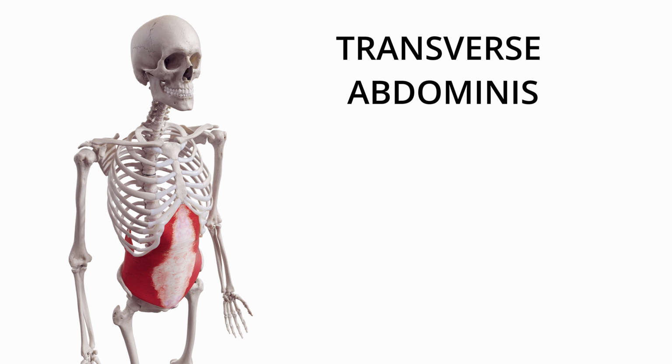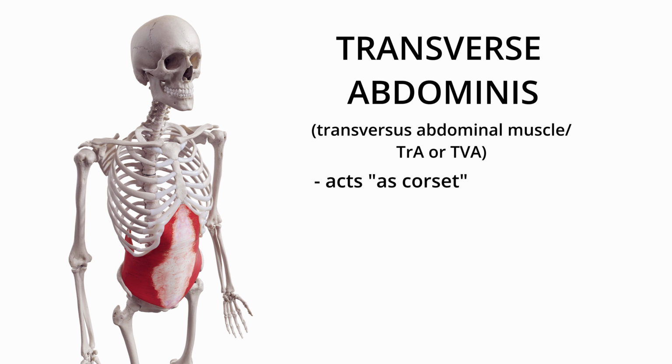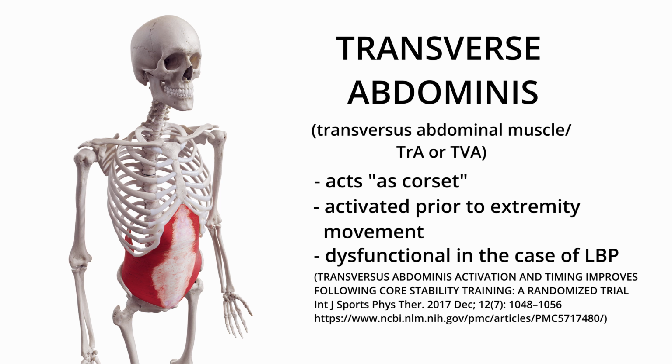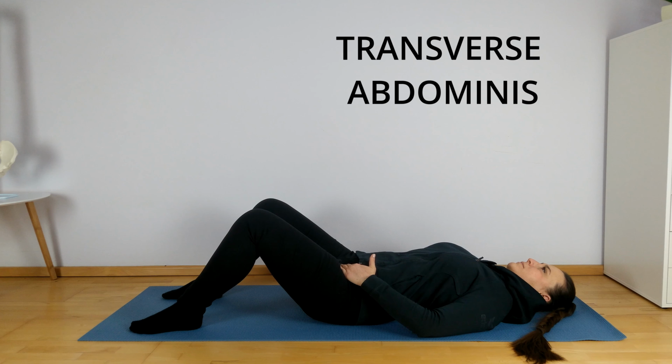The transverse abdominis, which is called TrA, is a muscle that acts as a corset, and it is activated prior to extremity movement in order to increase stiffness of the spine for stability. This muscle has been shown to atrophy following episodes of lower back pain. It is not easy to teach a patient the isolated tension of this muscle.